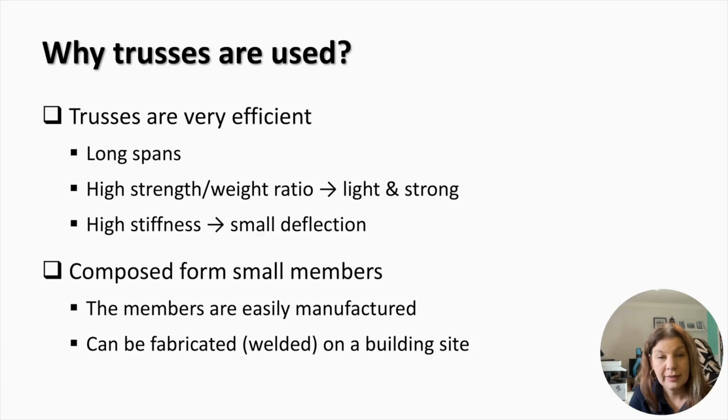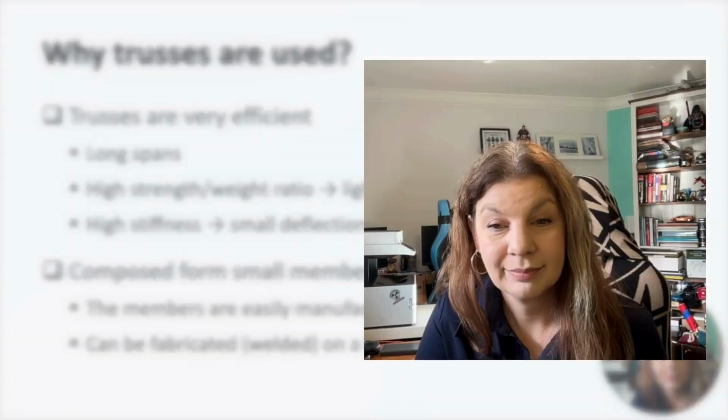Trusses are very popular in the construction industry due to several advantages. They are very efficient structurally since they have a relatively high strength and low weight. Because their members work mainly in compression and tension, the trusses are very stiff and have low deflection. As a result, trusses are often used for covering long spans. Additionally, trusses are composed from small members and can be easily fabricated on a building site.